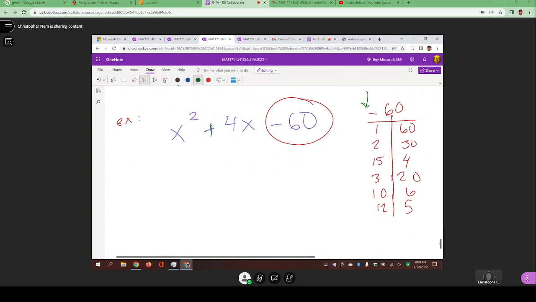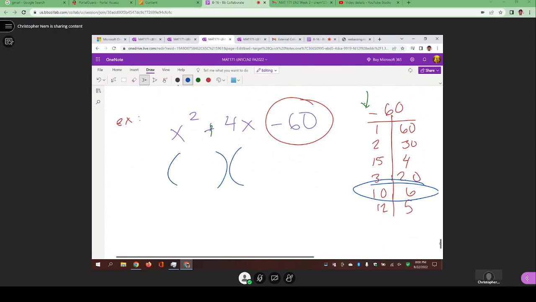So, thinking about that, which combination of these factors would somehow add up to positive 4x? Well, 1 and 60, there's no way that can happen. 2 and 30, there's no way. The gap is too big. 15 and 4, the gap is still too big. 3 and 20, the gap is still too big. However, 10 and 6, that could be a possibility. It might or might not. Somehow, I have to get 4 out of 10 and 6.